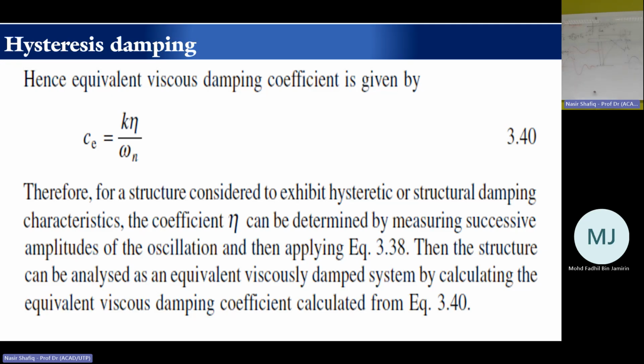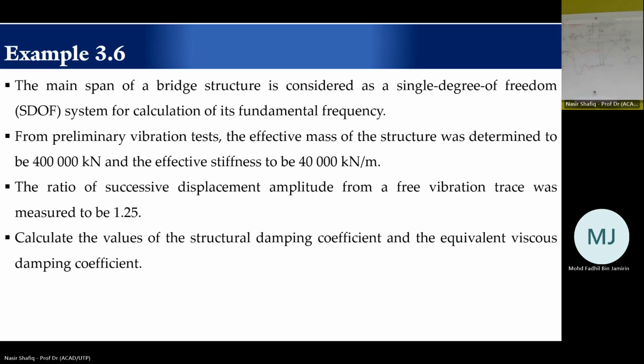equivalent viscous system. Because in our analysis we are converting all sorts of damping to equivalent viscous damping, we can use equation 40, where CE is the equivalent viscous damping due to the hysteretic damping. So there is one equation, and now some example for the hysteretic damping.